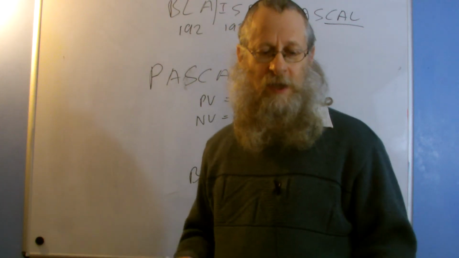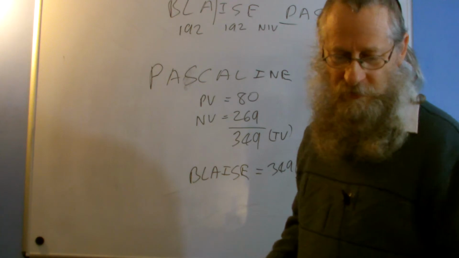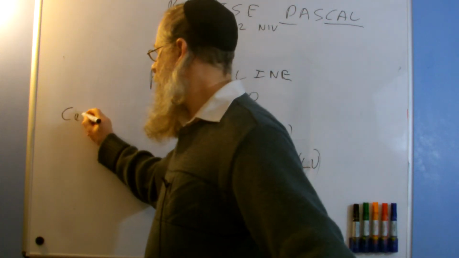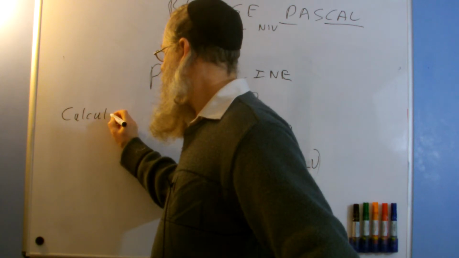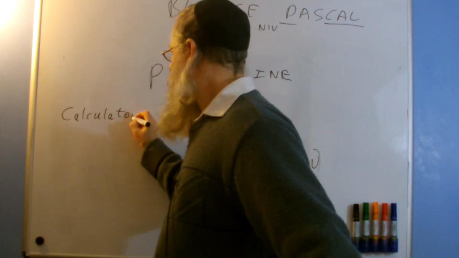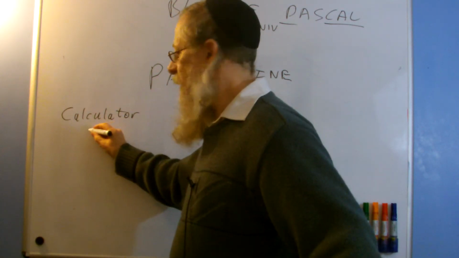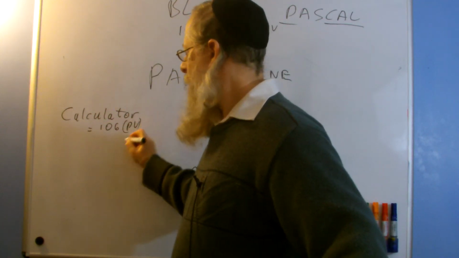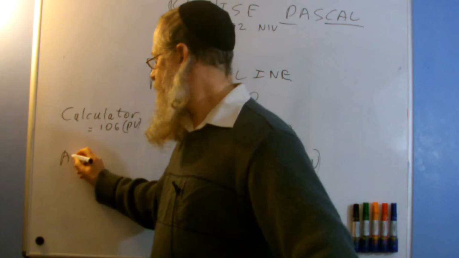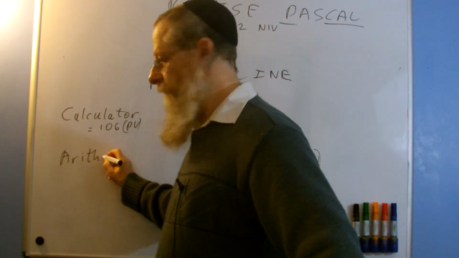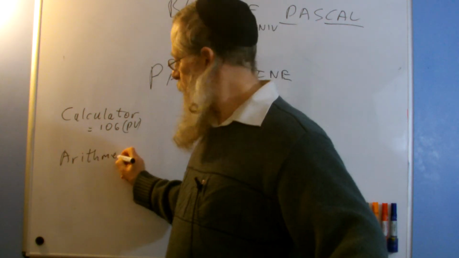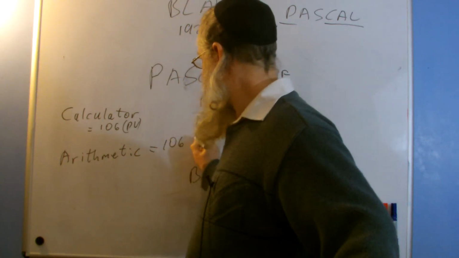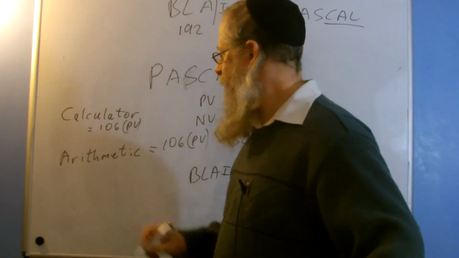They are all connected. Just the last one I've got here is how calculator helps you do arithmetic. Calculator, it's not particularly to do with Pascal, but calculator has a placement value of 106, and arithmetic has a placement value of 106. There we are. That's why we use a calculator.